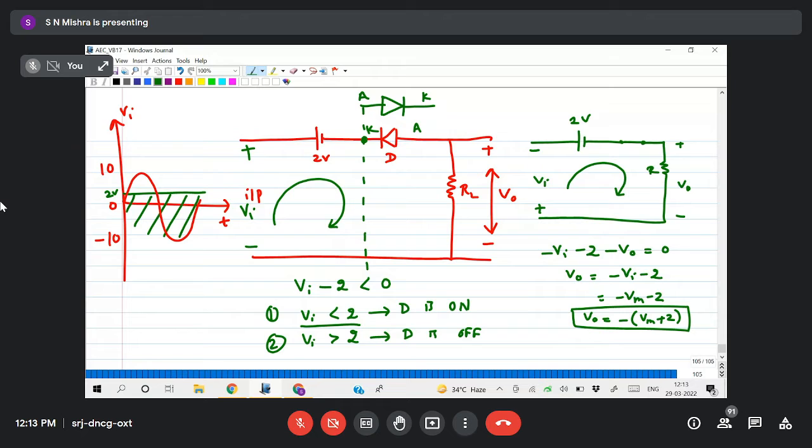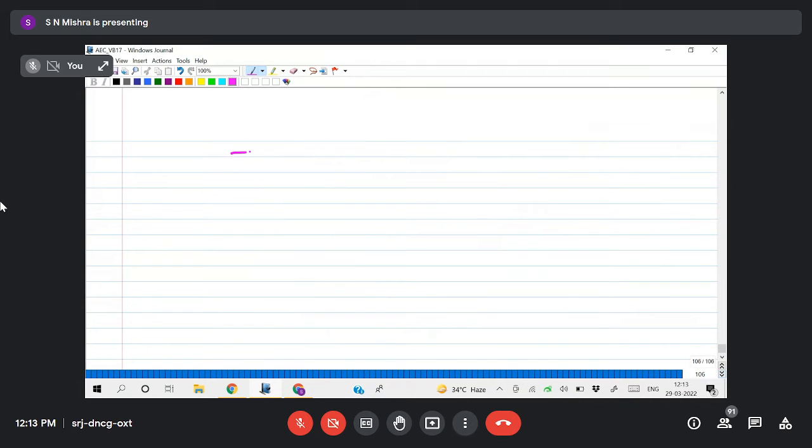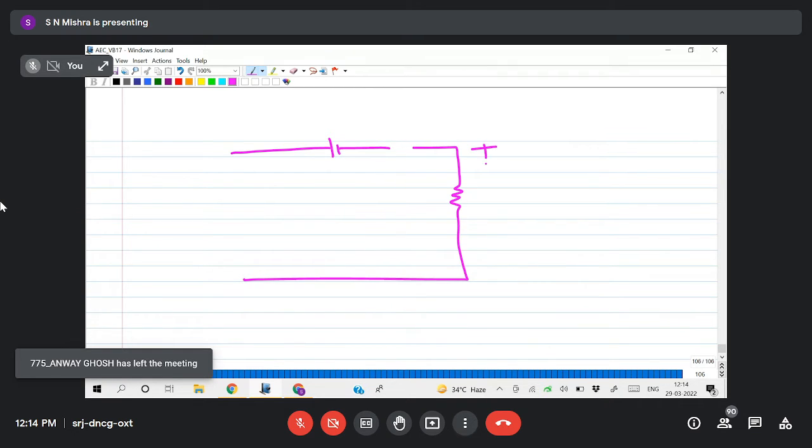Now if you take the opposite condition, Vi greater than 2, that means in this region my diode is off. Diode is off means it is the equivalent circuit: voltage, then open circuit, then resistance, then plus minus V naught, RL, 2 volt, entire positive half cycle, 2 to 10, so I am taking here minus plus Vi.